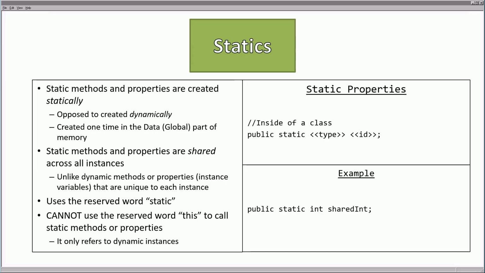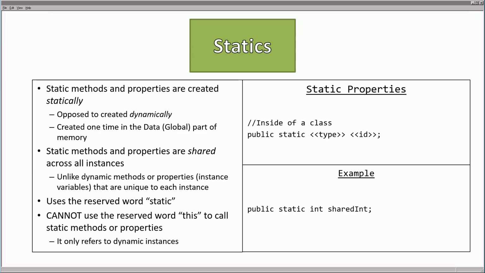Every time we dynamically allocate a new instance of a class, these methods and these instance variables are created inside of memory inside of the heap. However, when we refer to static methods and properties, they are created one time in the data section of memory. This means that static methods and the properties are shared across all of the instances. And this is very unlike dynamic methods or properties that are unique to each instance.